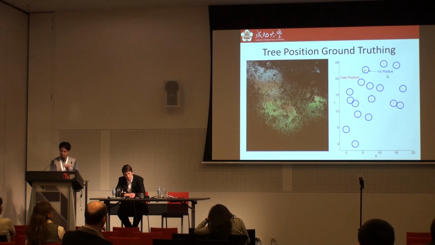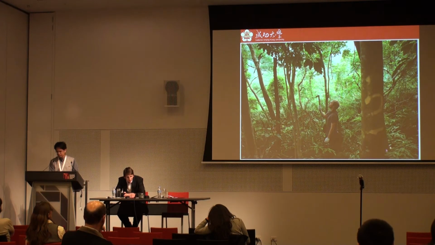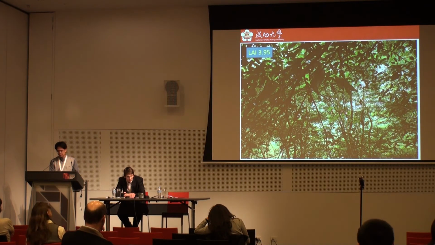If the tree position difference is within 1 meter, then we say that's okay. So this is what the site looked like. Those are the trees, and you can see there are many suppressed trees on the ground. And then that's the top. That's where we get the LAI number of 3.95.